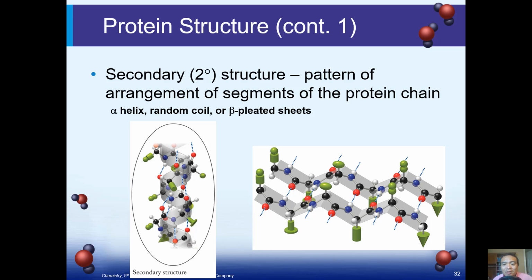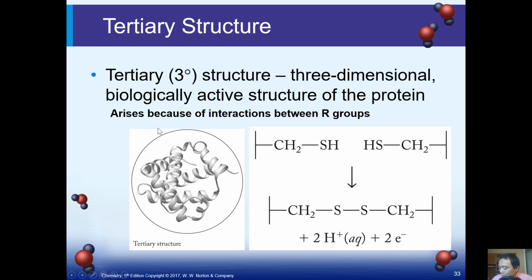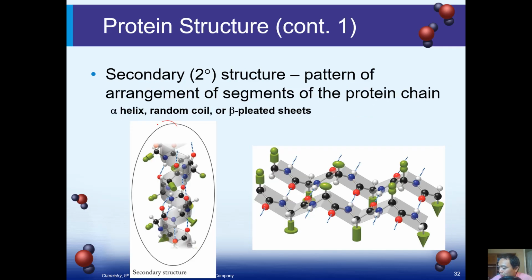Okay, the secondary structure describes the geometric patterns formed by segments of the amino acid chains. One common pattern is the alpha helix, as you see on the left side. Another feature is the beta sheet, or beta pleated sheet.